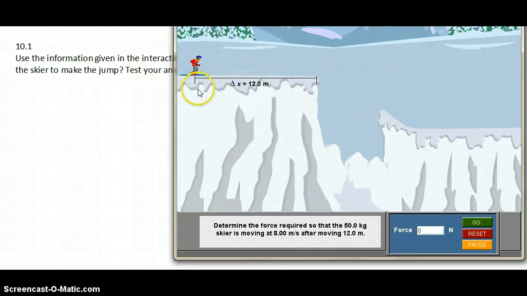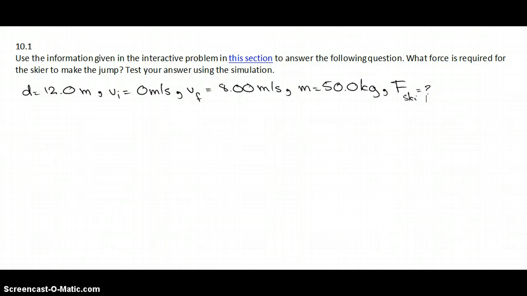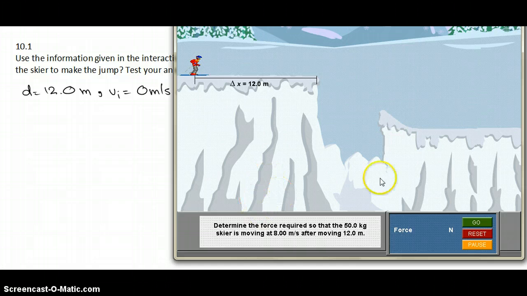So what we know: the distance is 12 meters. We also know that the mass is 50 kilograms. We know that the velocity is 8 meters per second. And we want to find the force. So, the person is at rest in the beginning, so initial velocity is 0. And at the end of this distance, we want the velocity to be 8 meters per second in order to do the jump. So I'll write the information I know. So I wrote down all that I know, and I'll try it first.